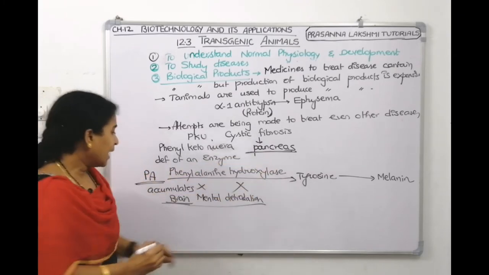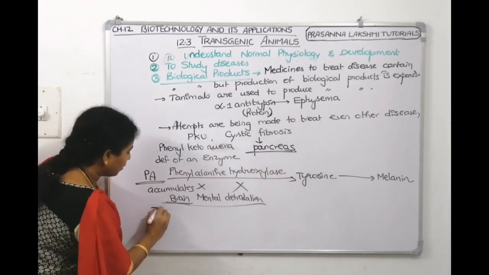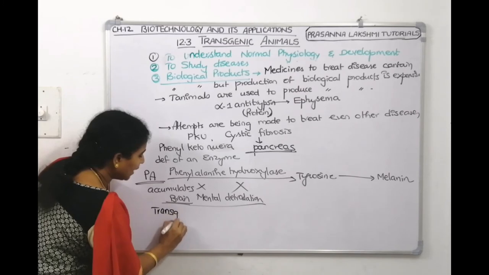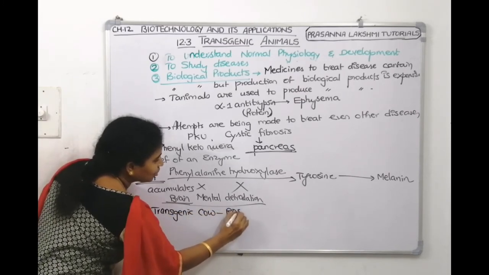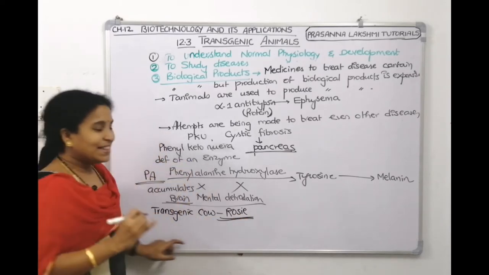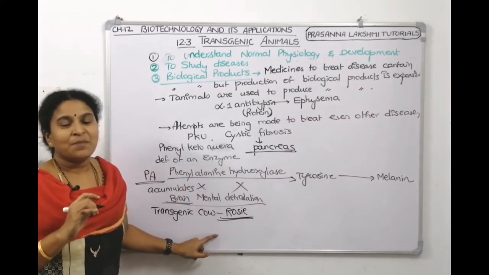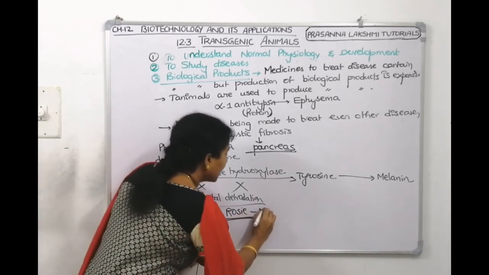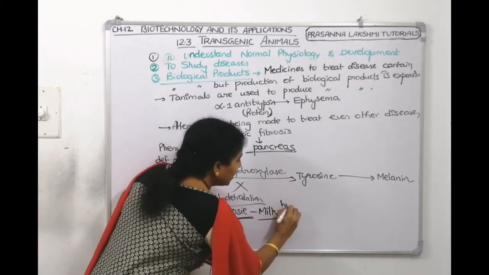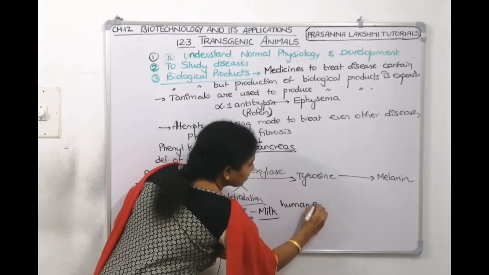And then they have produced a transgenic cow. The name of the transgenic cow is Rosie. Now Rosie's milk, the cow's milk, contains human albumin.